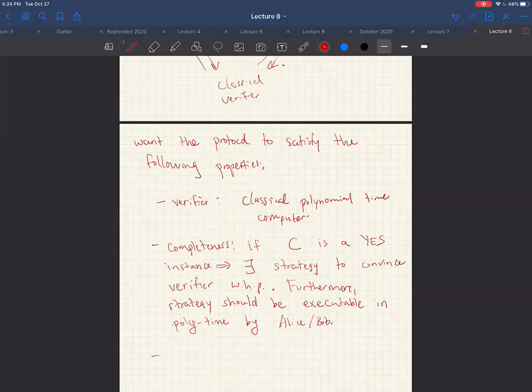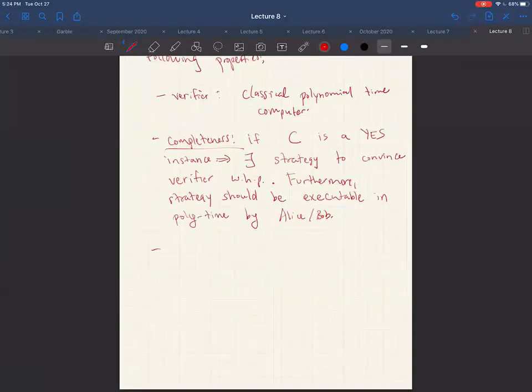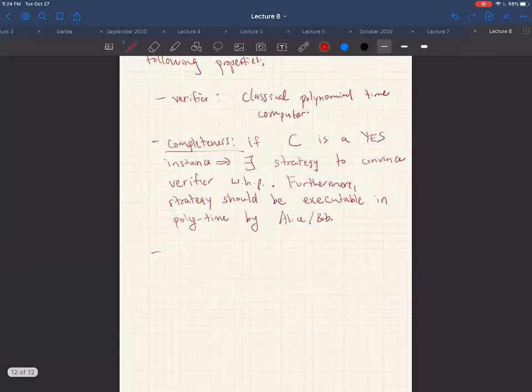This is actually kind of important because we actually want to run this protocol in the real world. So if the quantum computers are behaving honestly, then they should be able to carry out this protocol in a reasonable amount of time.